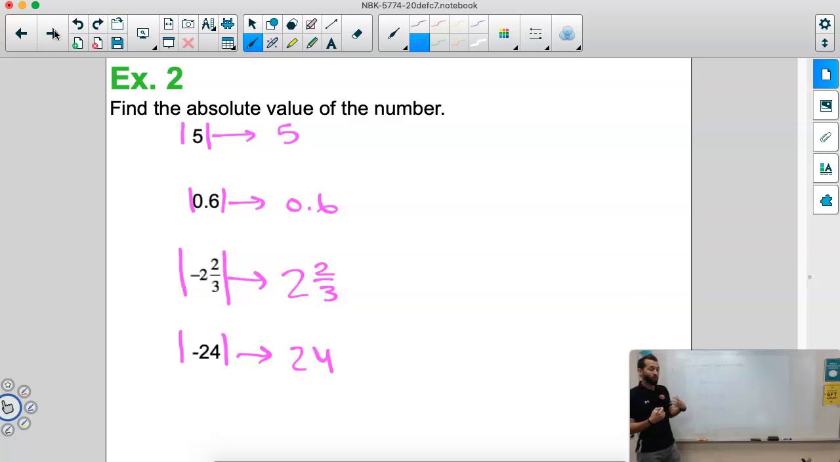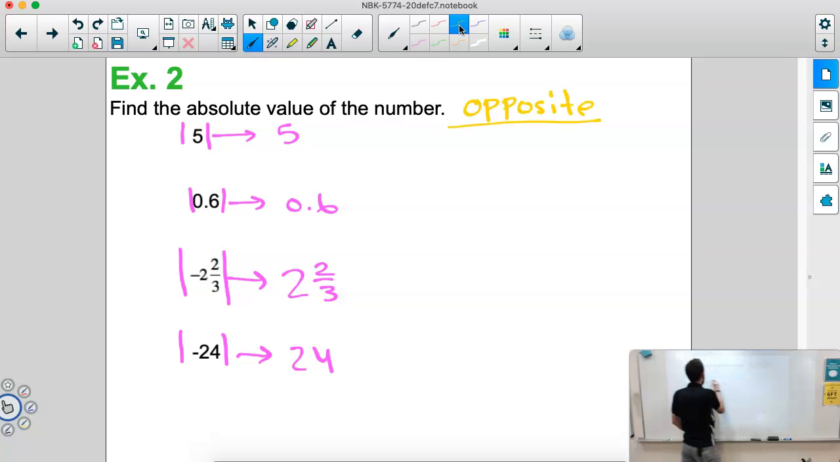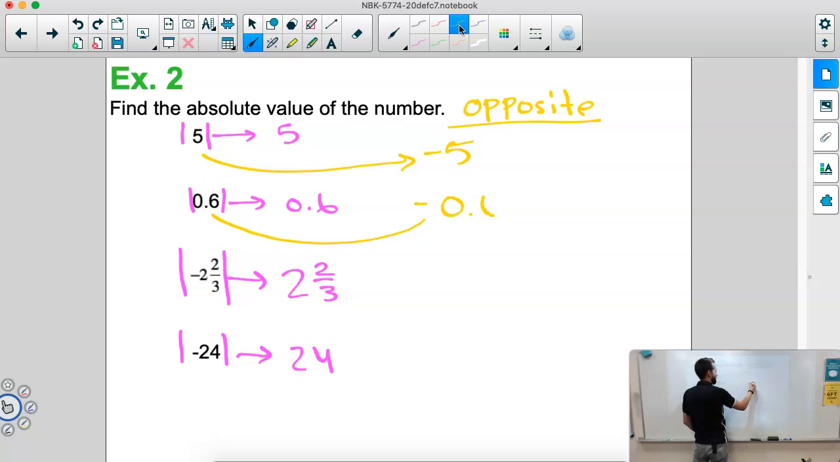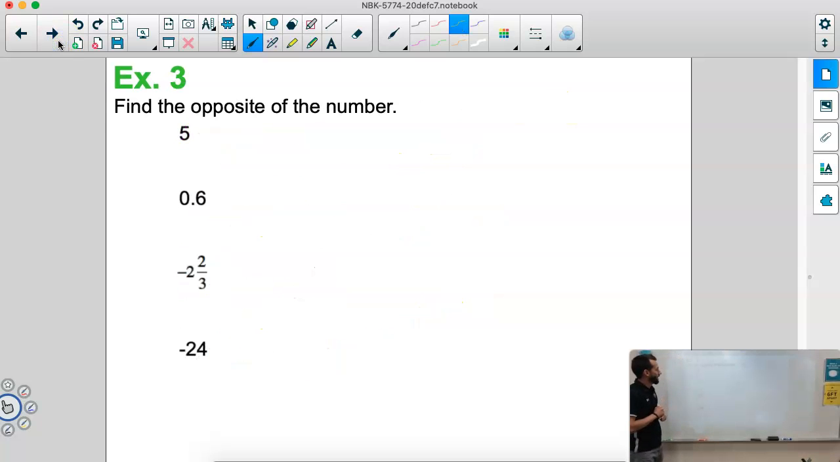Now, if they asked me for the opposite, let's say I came up here and I said, what is the opposite of all of these numbers? The opposite of 5 is negative 5. The opposite of 0.6, negative 0.6. The opposite of negative 2 and 2/3 is positive 2 and 2/3. So if it's negative, it becomes positive. If it's positive, it becomes negative. So you're going to do the opposite of what you started with. Okay. Again, that's what we're saying here.